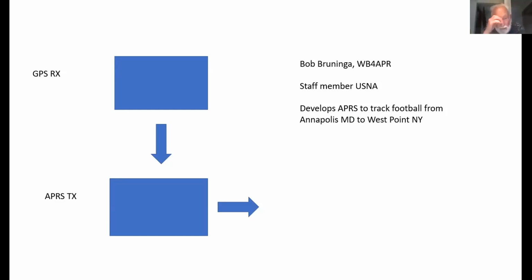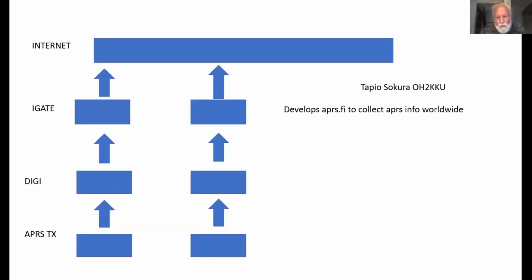And APRS then came into being, and that's the only vestige of AX25 today. But it was limited, of course, because it only worked locally, and you could set up 1 or 2 digipeaters, but you couldn't do any more than that. So the next person we meet is Tapio Sakura, OH2KKU in Finland.